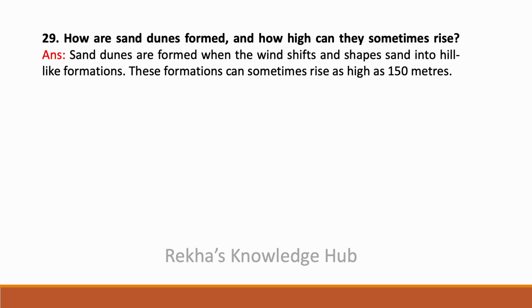How are sand dunes formed and how high can they sometimes rise? How are sand dunes formed? Sand dunes are formed when the wind shifts and shapes sand into hill-like formations. How high can they sometimes rise? These formations can sometimes rise as high as 150 meters.